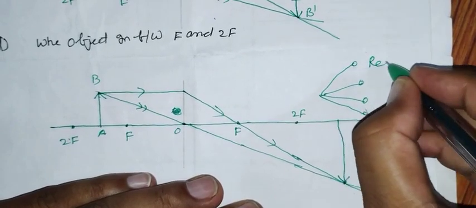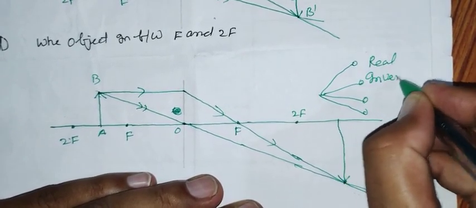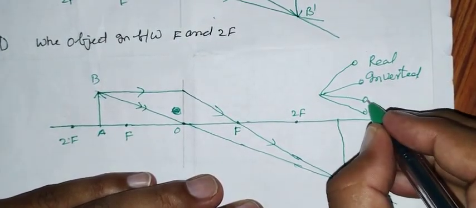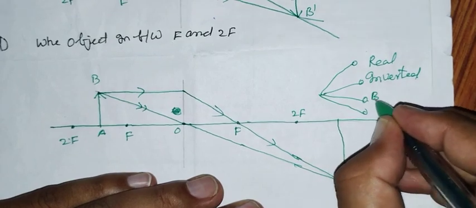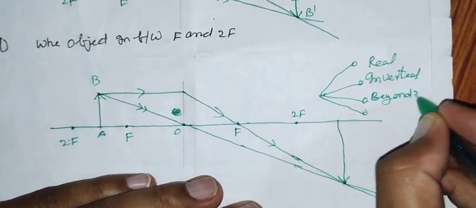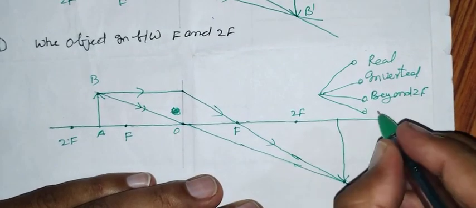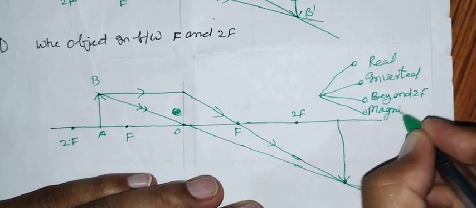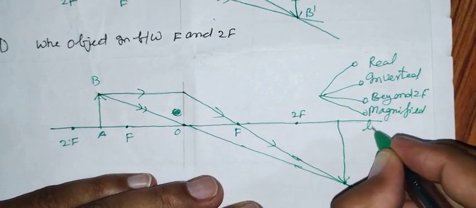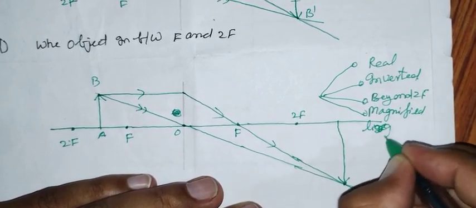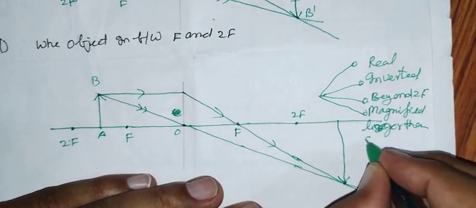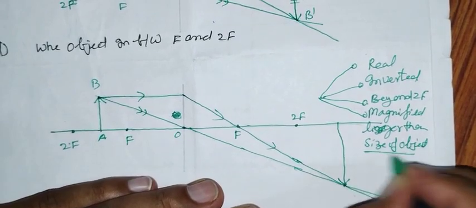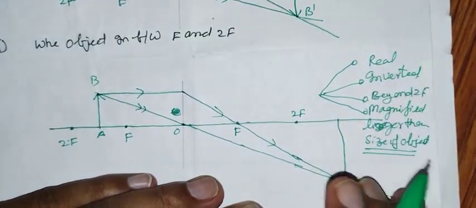First, it is real, inverted, formed on the right side. Now see, beyond 2f on the right side, and magnified. Magnified means larger than the size of the object. So these are the four characteristics.